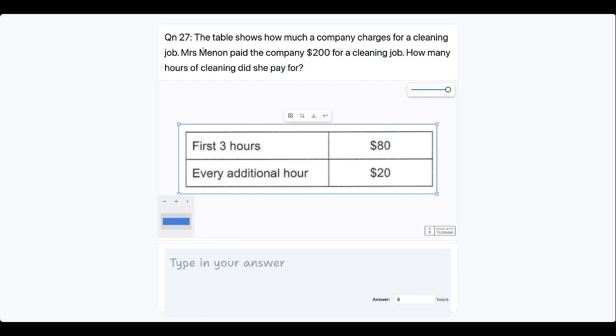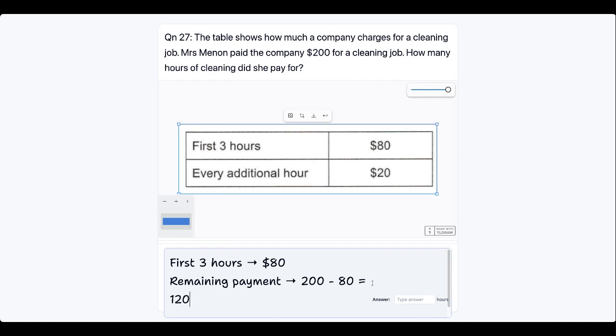Question 27. The table shows how much a company charges for a cleaning job. Mrs. Menon paid the company $200 for a cleaning job. How many hours of cleaning did she pay for? Okay, so first we know the first 3 hours is equal to $80. Then after that, the remaining payment is equal to 200 minus 80, which is 120.